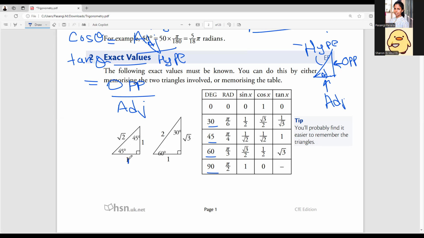If this one is 1 unit, this one also 1 unit. If these two are 1 unit, then what would be the value for height? From the Pythagoras theorem, you can calculate the length of this height. That is 1 squared plus 1 squared, give complete square root. That would be square root 2. That's how we got the square root 2 value. Is it clear?